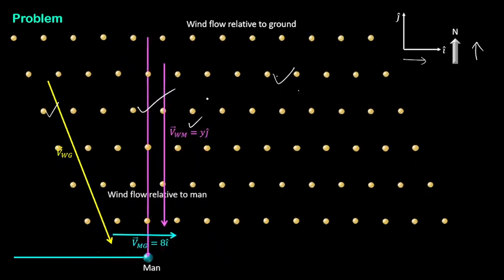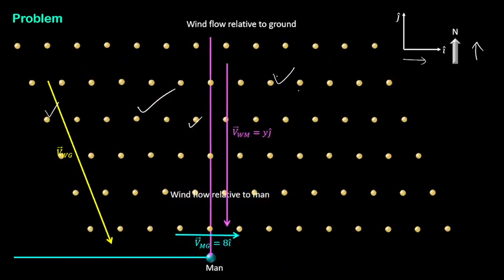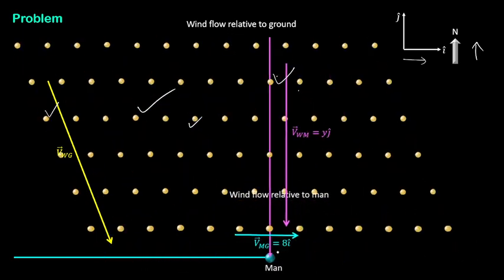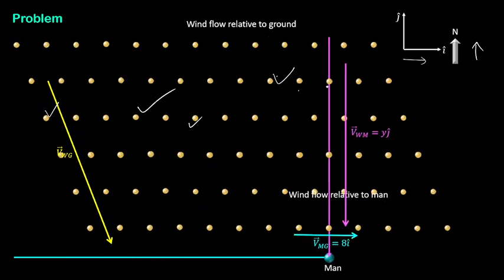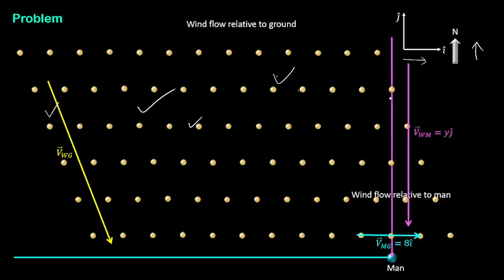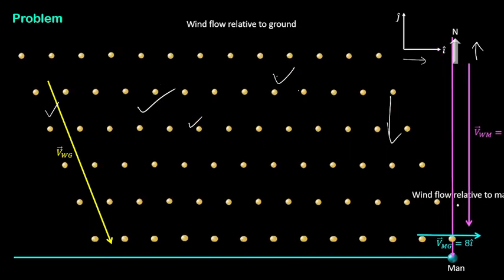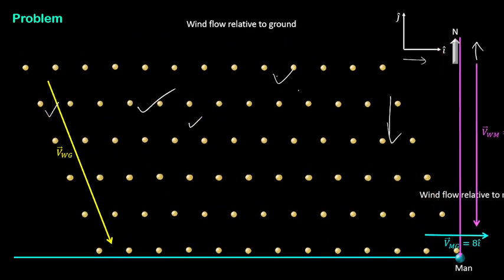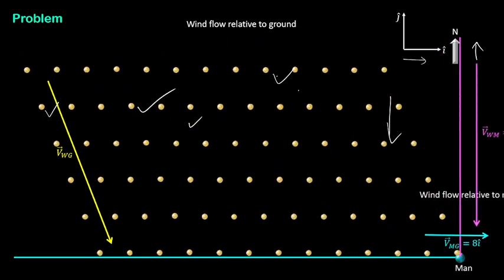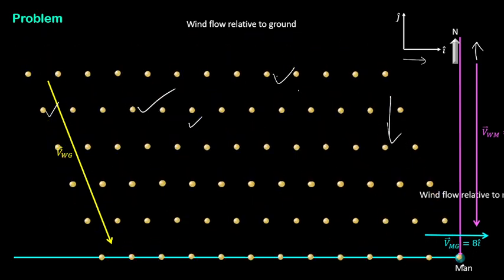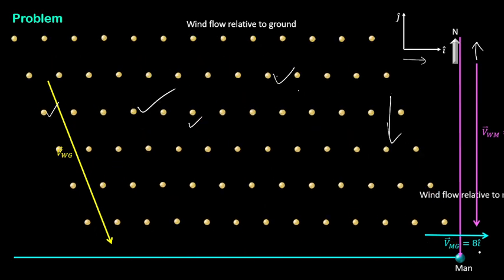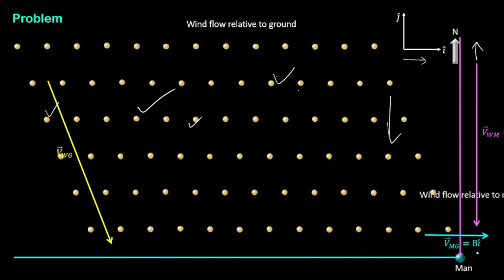This pink arrow represents the velocity of wind relative to man. So for a man, the wind is flowing from north because balls appear to hit him directly from the north. Ball represents wind. So velocity of man is 8 i cap because the man is moving towards east with the speed of 8 km per hour. So it is 8 i cap.